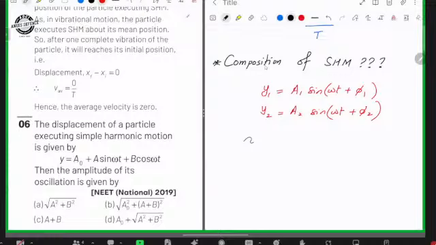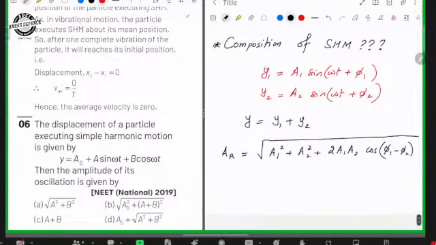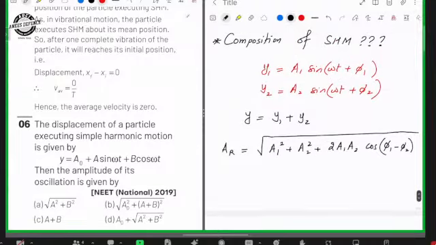So we can prove that the resultant SHM would be equal to Y1 plus Y2, and through a long derivation we can prove that the resultant amplitude will be equal to the square root of A1 square plus A2 square plus 2 A1 A2 cos(phi1 minus phi2), the vector addition formula. Do you remember this formula? Please write this formula. It is valid only when two SHMs of the same period are combined.